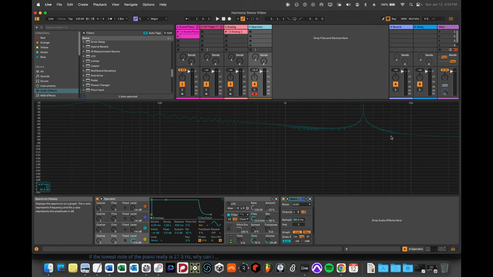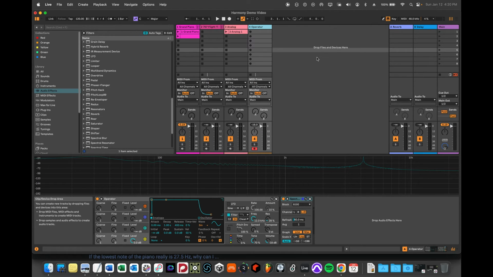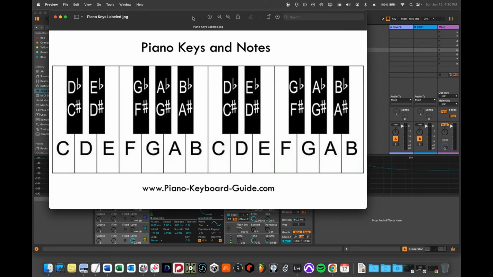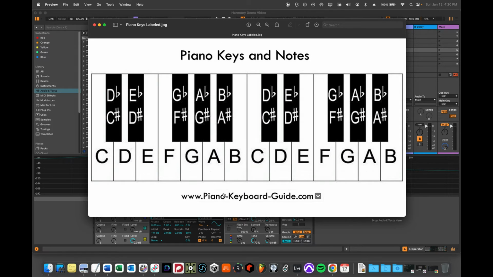We have 12 notes. Somewhere along the line in history, and that's a little beyond the scope of this video and this course, people got together and decided that we were going to take the infinite variety of frequencies and just group them into 12 notes. And here they are. These are the notes of the piano keyboard, and shout out to pianokeyboardguide.com for providing this handy guide on the internet.